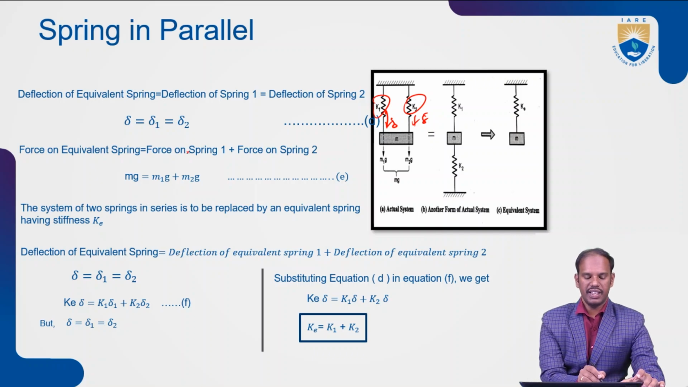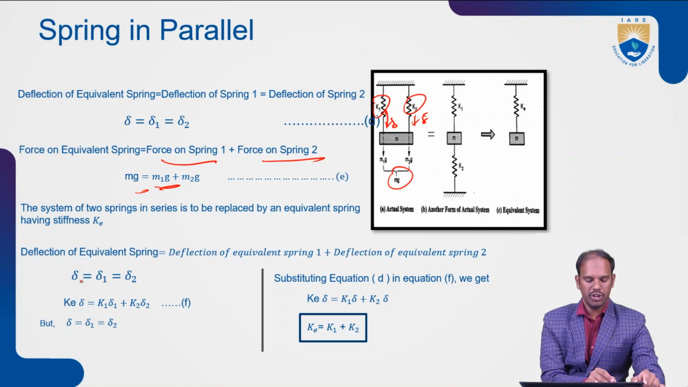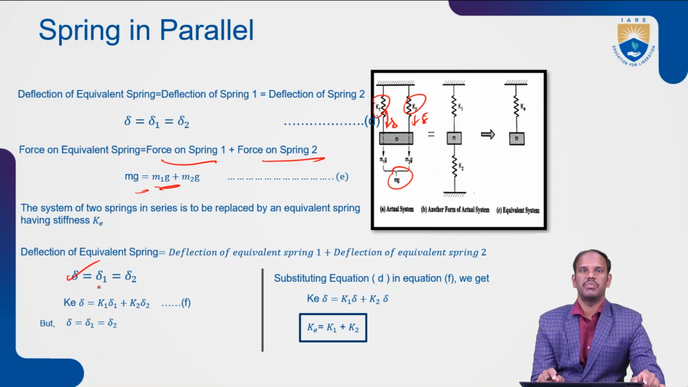The equivalent of the spring will be saying that the force on spring 1 plus spring 2 is the equivalent force, which is nothing but mg, and we can write it in terms of m1 into g plus m2 into g. So the spring mass substitution will happen. We can write delta equals delta 1 equals delta 2, because delta 1 and delta 2 are equal, since it is pulling at a time and both will be displaced by the same distance.